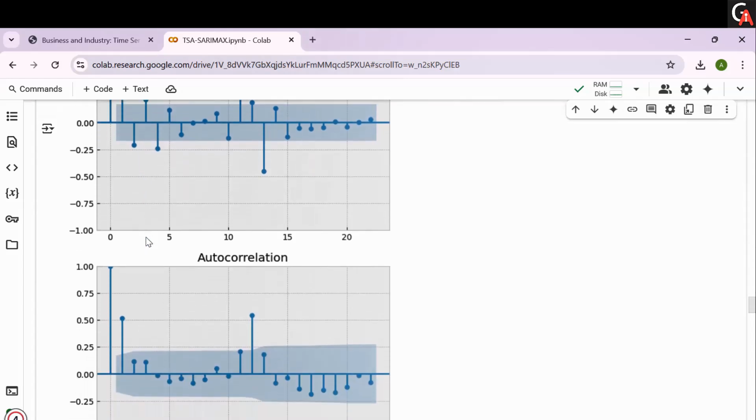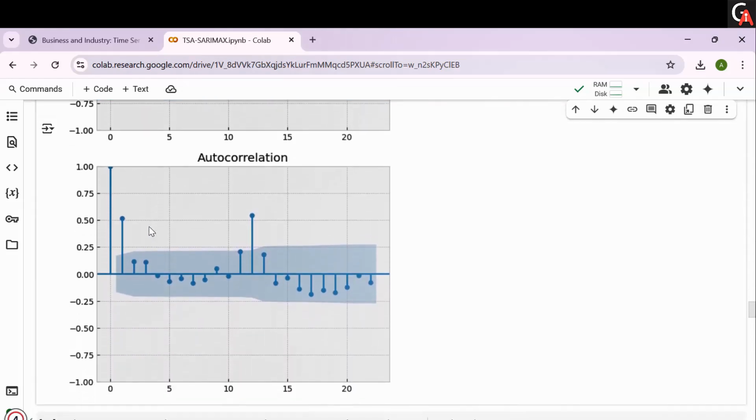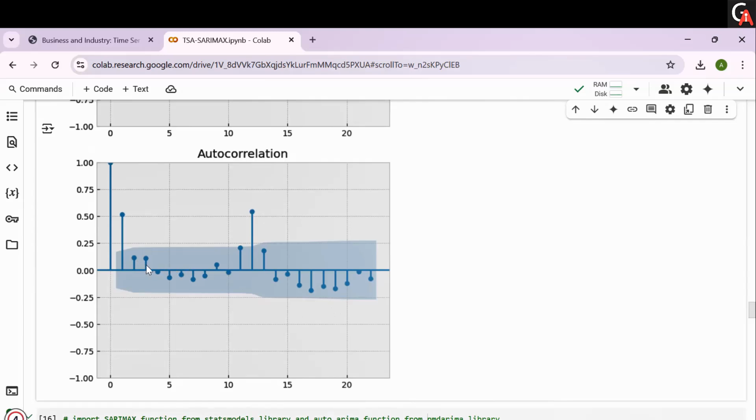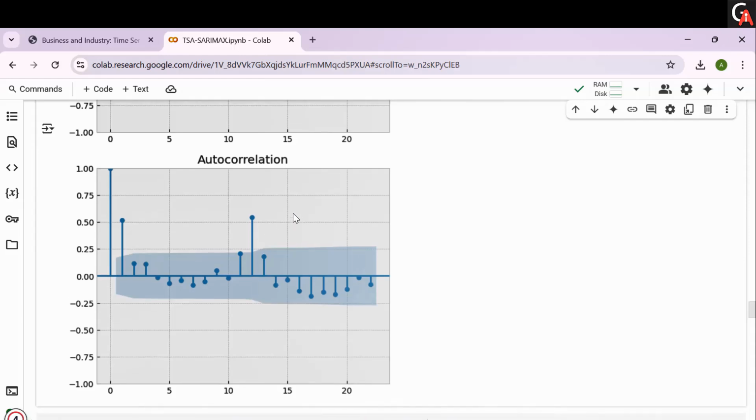Then comes the autocorrelation, to find out the value for Q. Again, this blue shaded area is the insignificant area, so whatever lags are inside this, we will not be considering. Here, how many lags can you see which are over that particular insignificant area? There are two lags, like this one and this one. And hence we can say that the values for P and Q will both be 2.